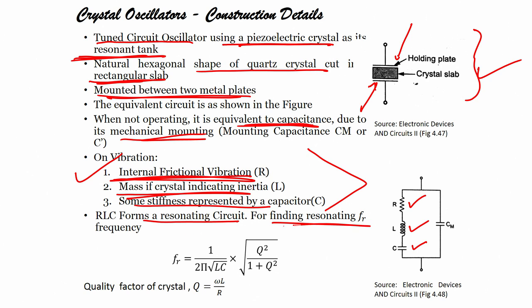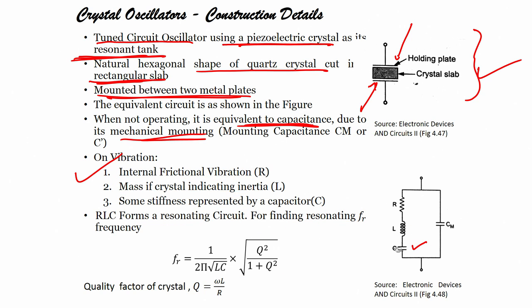For finding the resonating frequency FR, we have to use FR equals 1 by 2 pi under root of LC, into under root of Q square divided by 1 plus Q square, where the quality factor of the crystal is given by Q equals omega L by R. Quality factor Q is given by omega L by R. This is the quality factor of the crystal.